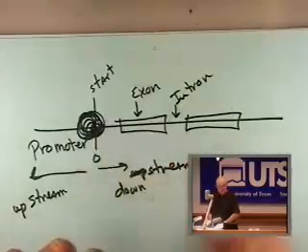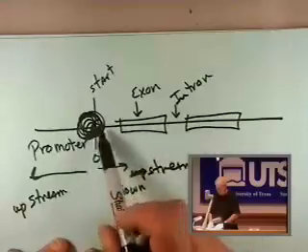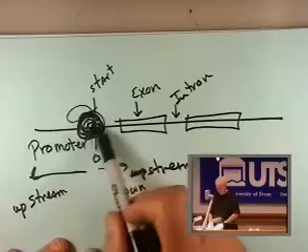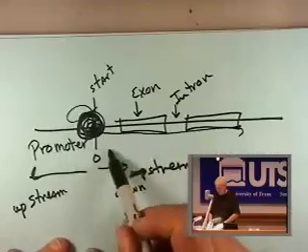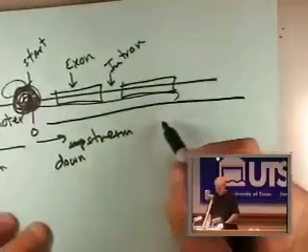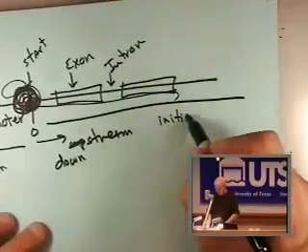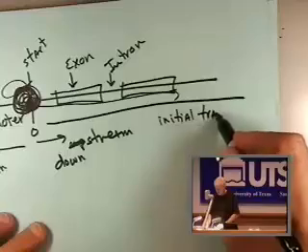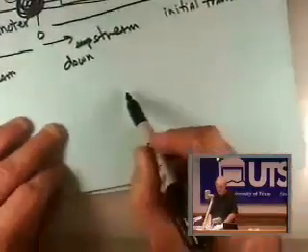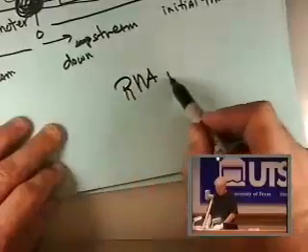I'm not going to get into TATA boxes and all that kind of stuff. We don't need to worry about that. Plenty of other courses where you get that. RNA polymerase binds here, moves along. As it moves along, it generates the initial transcript. This is not mature RNA, so now we have to talk about RNA processing.